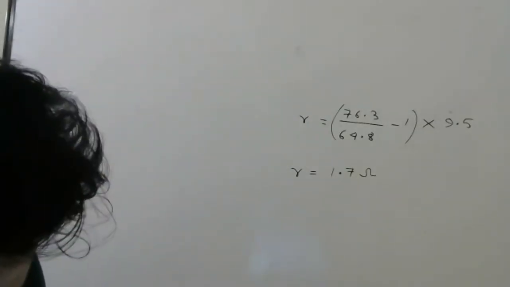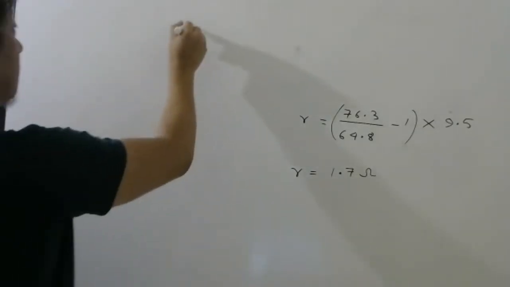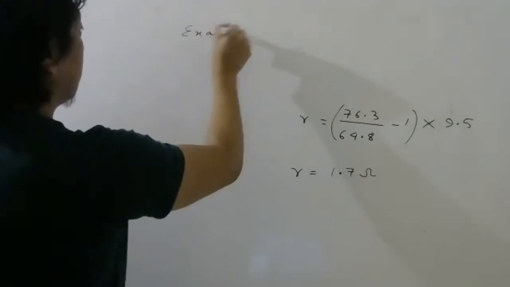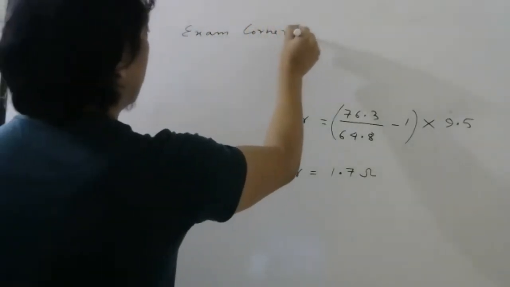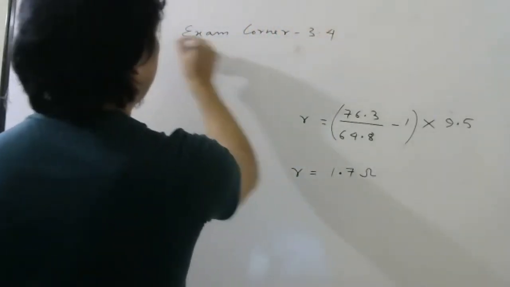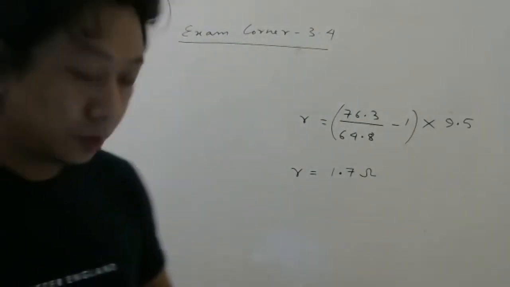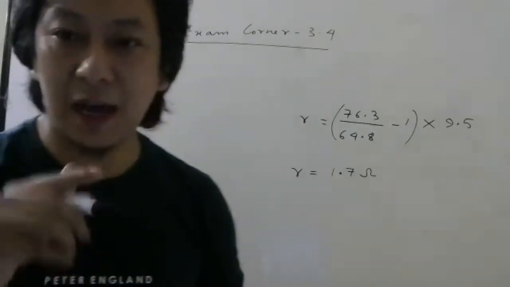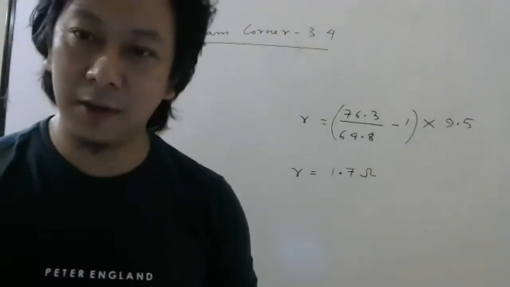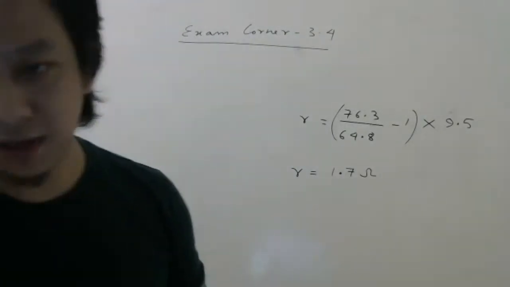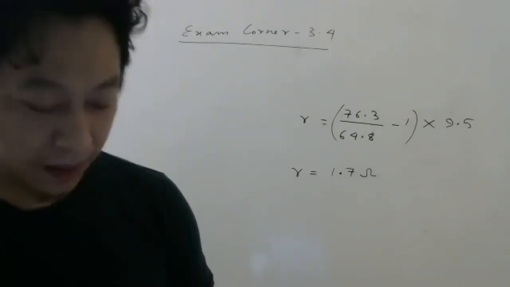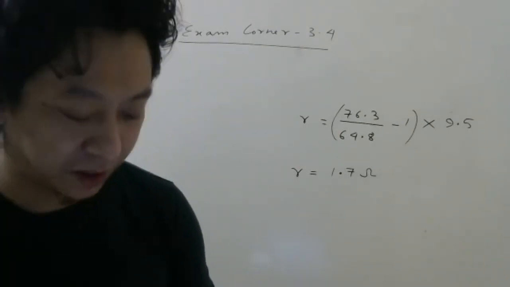Let us see exam corner 3.4. Exam corner 3.4. First question. Again, if the solutions are very long in writing, I will be sharing them with you in Google Classroom. Here, writing notes will be difficult. Explanation I will give. First question.